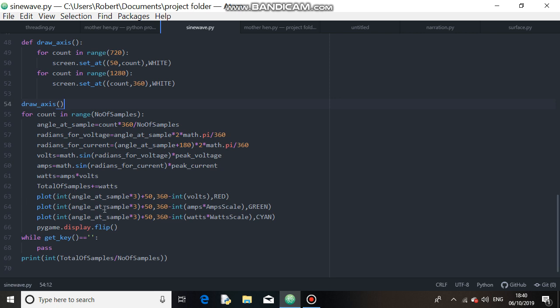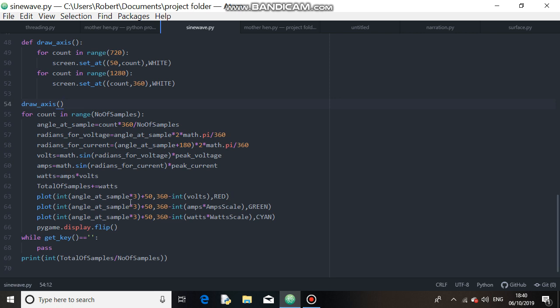Okay, plot. So this just plots the dots of the waveforms for any value of count. So this plots the voltage, the volts dots. Okay, for angle at sample multiplied by 3, I've just multiplied by 3 in order to make it a longer sine wave, so that it's not all crunched up. But the value of the volts is fine.